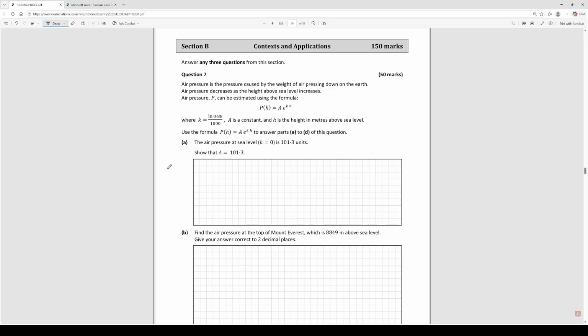So that's a variable, so that will keep changing. So it's at different heights, that's going to be different values. Use the formula to answer A to D. The air pressure at sea level when H is 0. So I kind of have to mention that because I don't think people would know that.